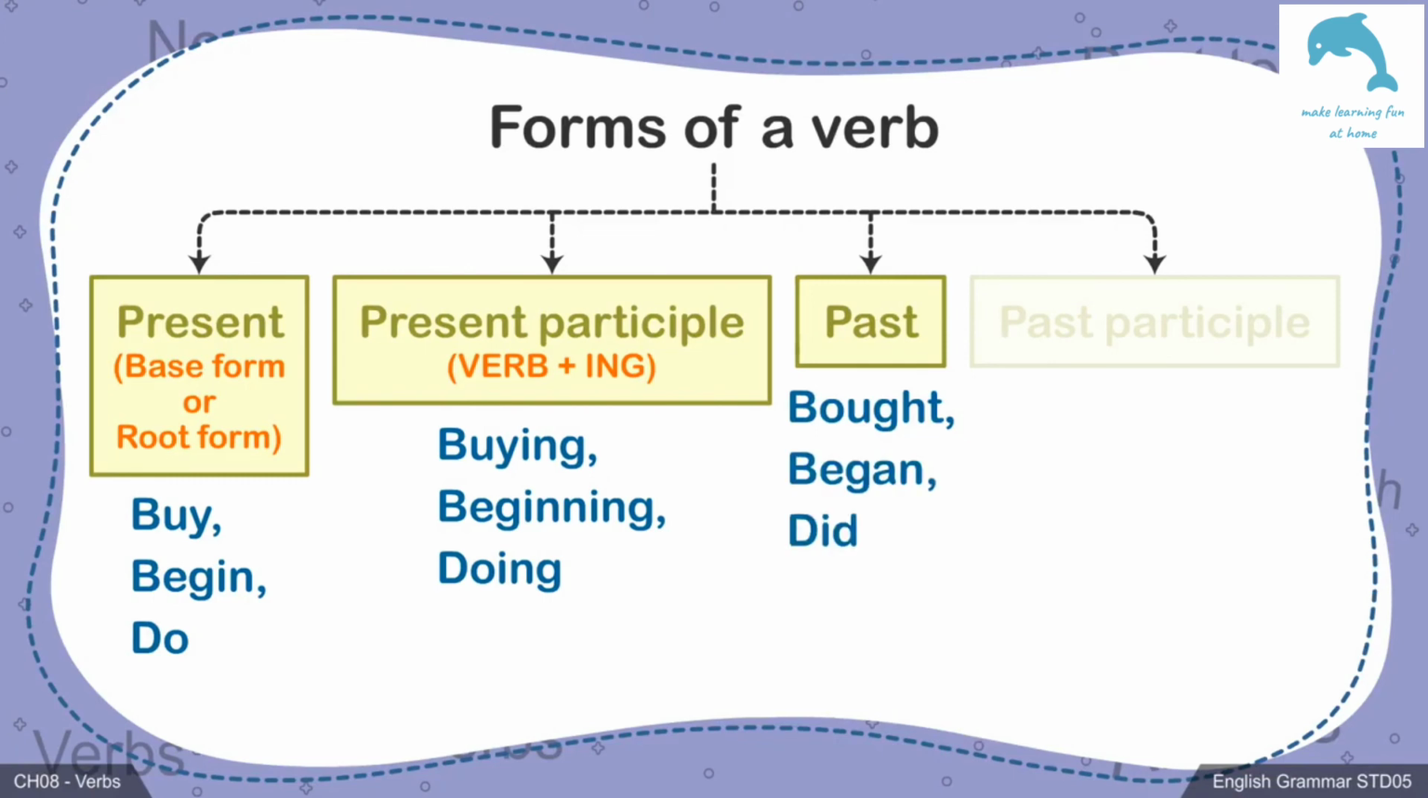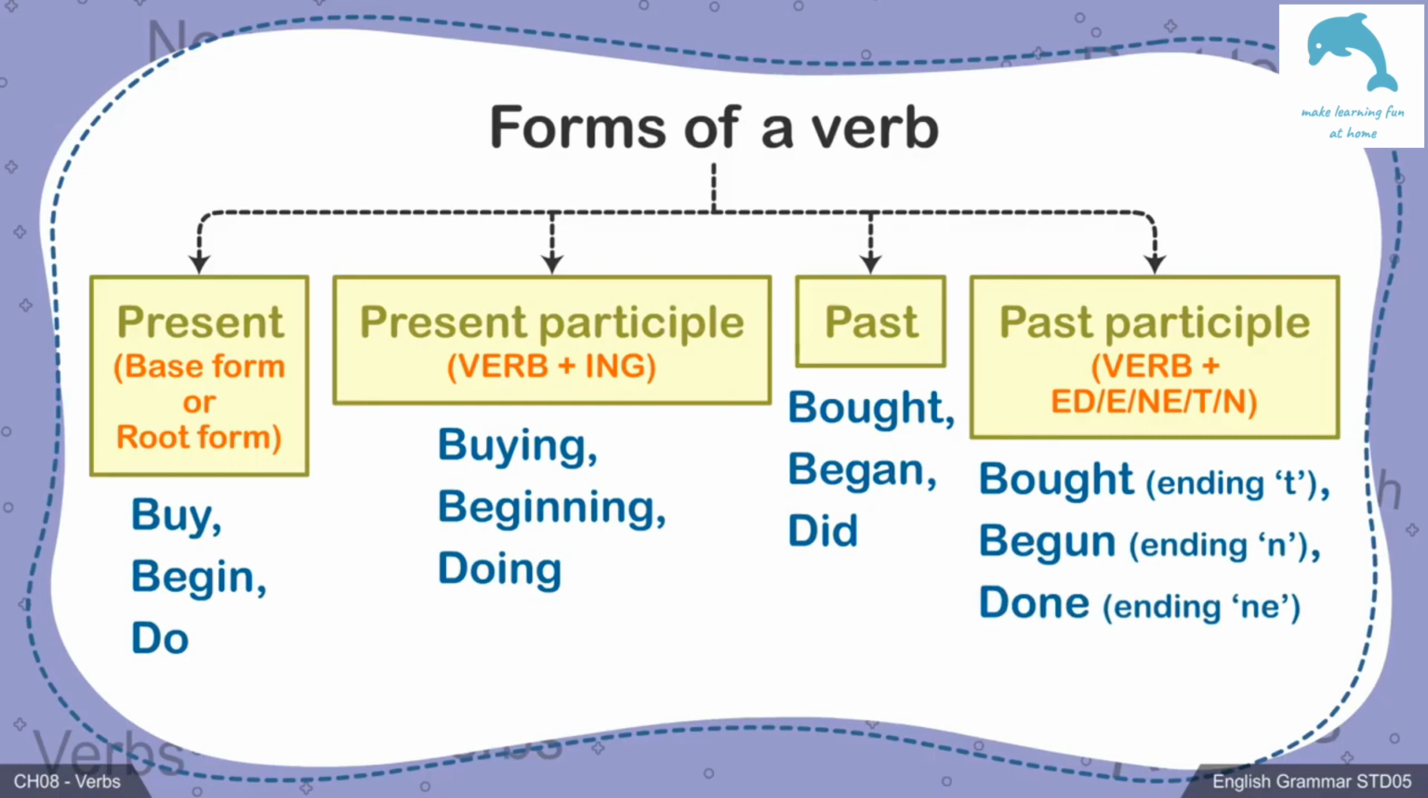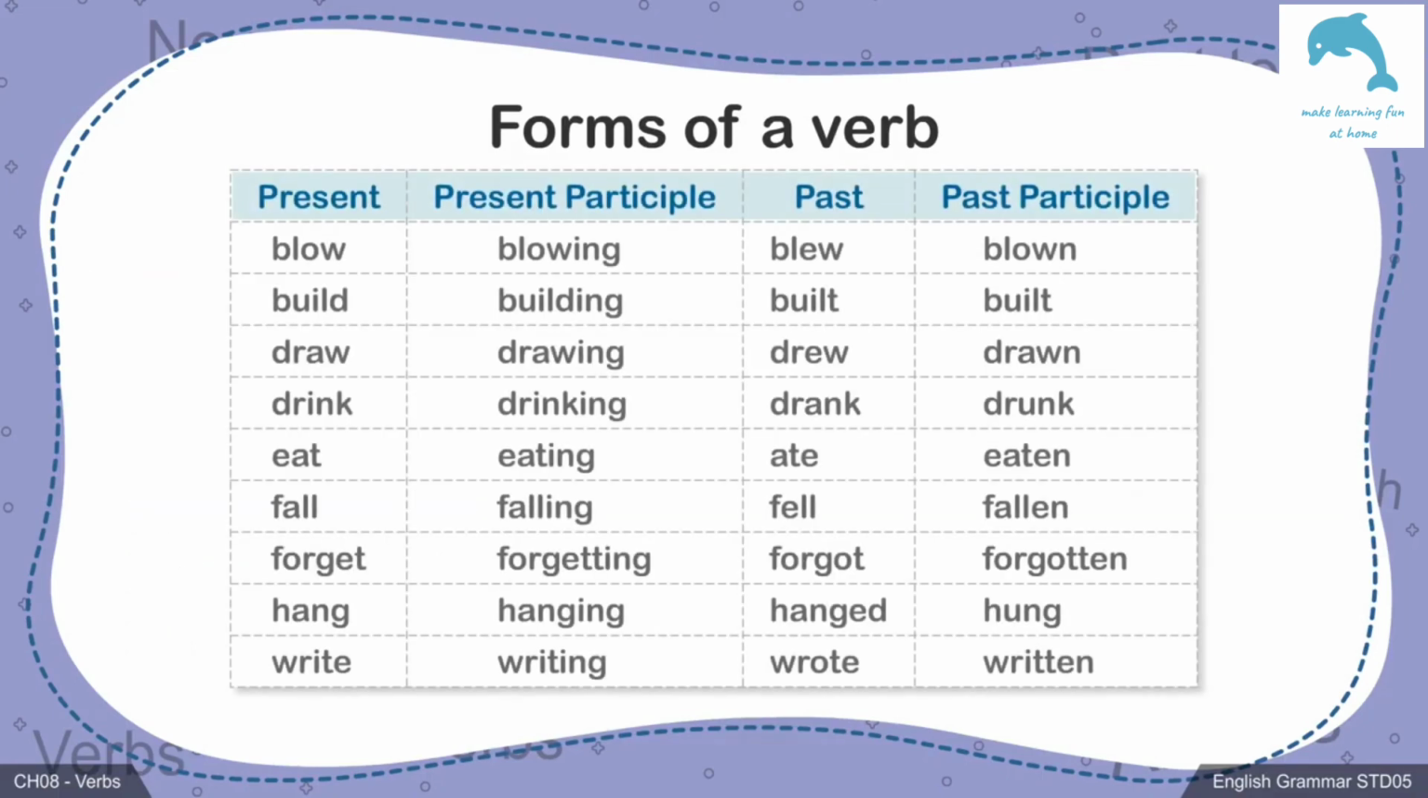Lastly, let's learn about past participles. The past participle form of the verb is any verb ending with the letters ed or e or ne or t or n. The past participle forms would therefore be bought, ending in t, begun, ending in n, done, ending in ne. By looking at the 4 columns on the table very carefully, you will be able to understand how any verb can appear in either of the 4 forms.